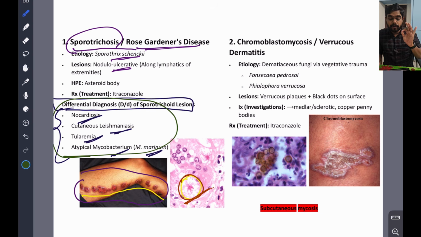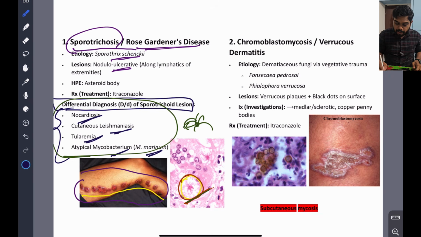So a rose gardener who got a prick of a thorn has developed this kind of nodulo-ulcerative lesion, and the histopathology suggests an asteroid body. Asteroid is a flower. So flower, rose, flower, asteroid body, sporotrichosis. Clear. Now we'll go to the next one.